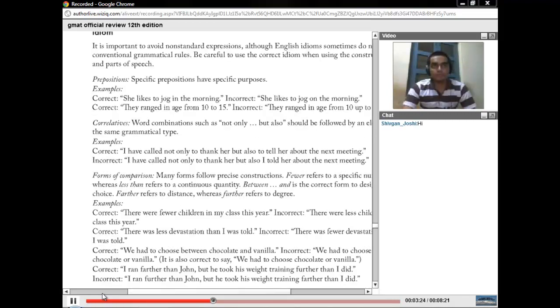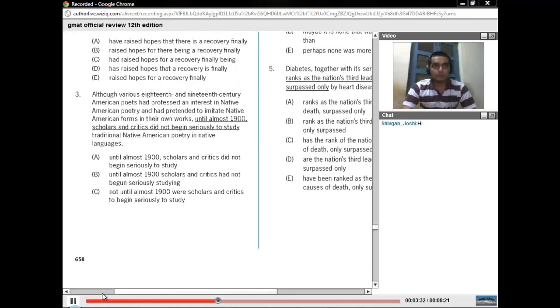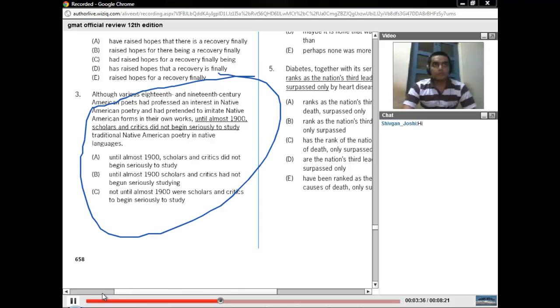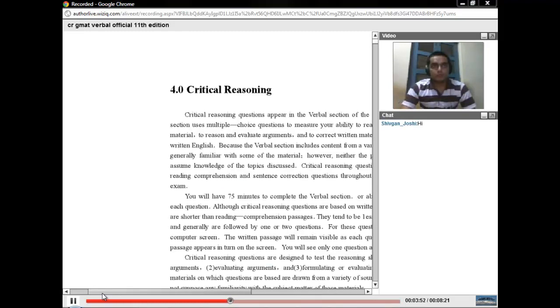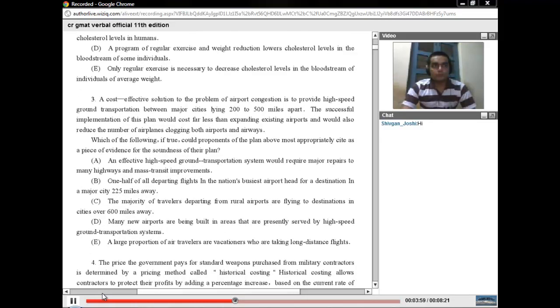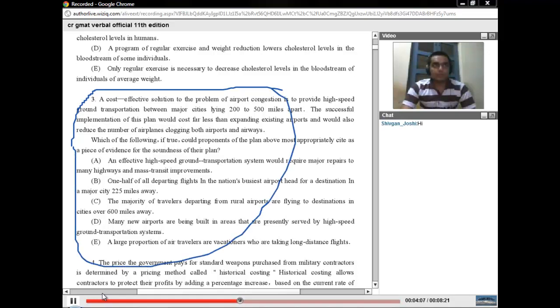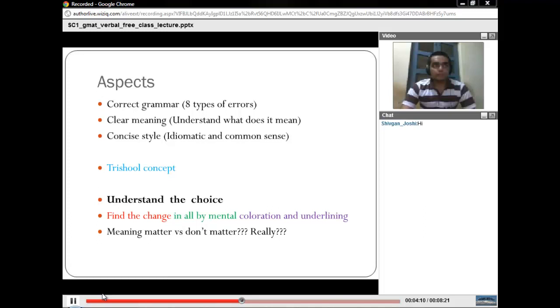So in level 2 we are going to do questions from this book, for example these questions, and we are going to discuss how to find the right answer using this concept of Trishul. Okay, after we are done with the official guide, we'll move to the official verbal review and look at questions from it. These are the questions which we are going to look at and solve live in the class, and we'll try to have a very detailed analysis of all of these questions.